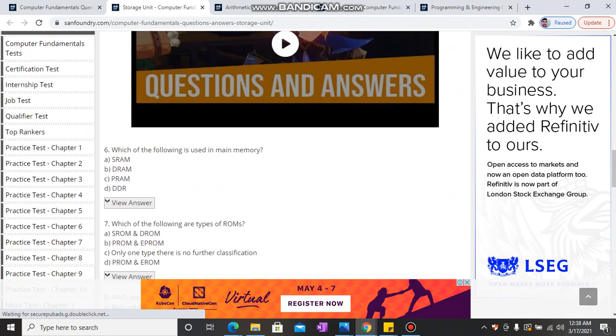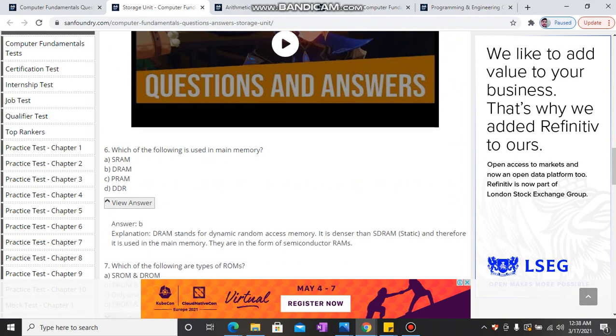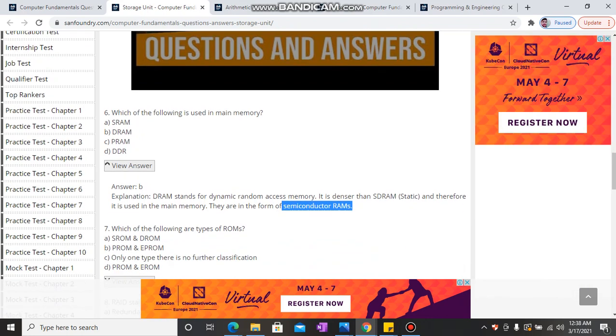We have got another question. Which of the following is used in main memory? Definitely it is B, DRAM. DRAM stands for dynamic random access memory. It is denser than SRAM, static RAM. Therefore, it is used in the main memory, and they are a form of semiconductor RAM.